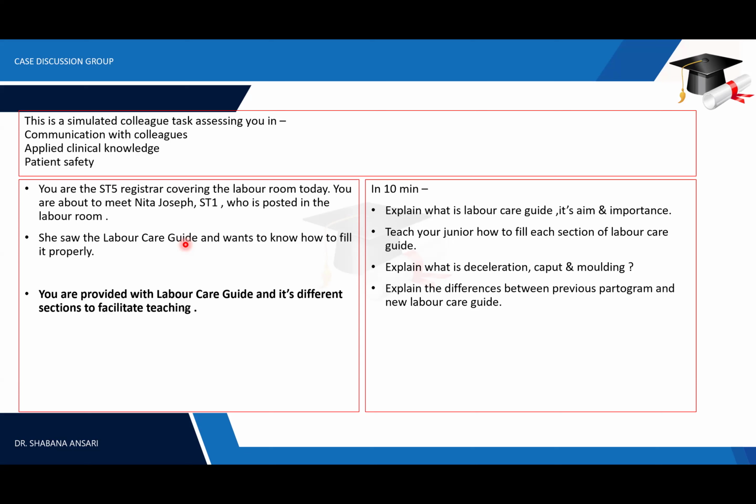I saw my senior and the midwife filling this labor care guide and they did it so fast, and then they asked me to fill one more labor care guide for another patient. But I was not able to fill, I mean, I don't know how to fill the sections. Okay, no worries. We are here to help.